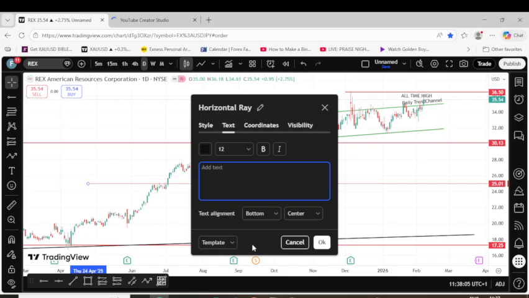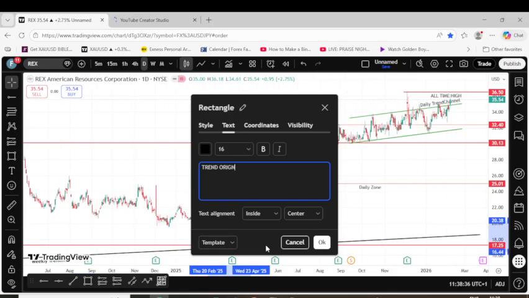It's also on that daily zone here. So you can see that by the time price hits this point, price switched from a downward trend into an upward trend. So this will be our trend origin.